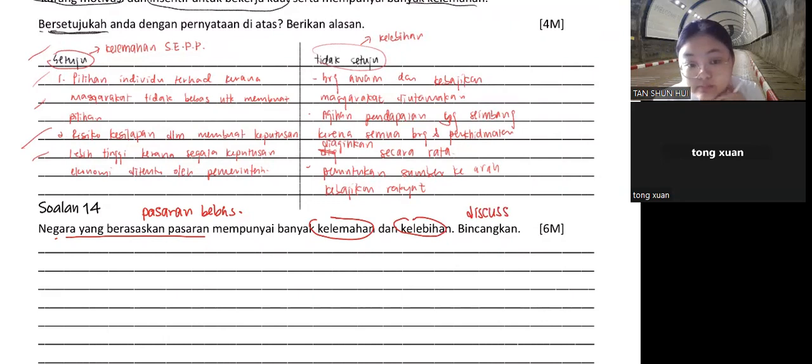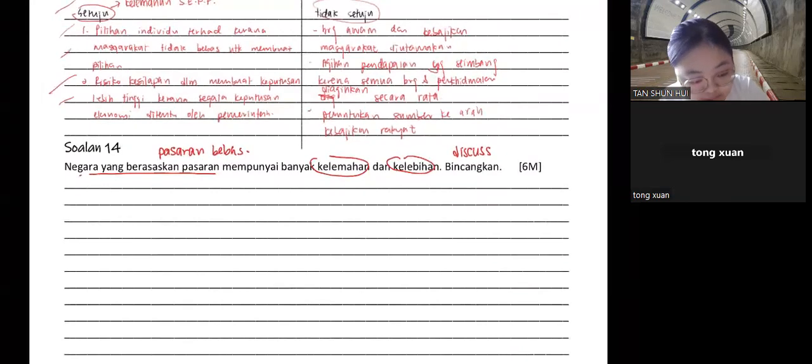So properly, both you got to say. You got to discuss both. You got to tell me the two sides. No compare, no need compare. They just tell you to explain, discuss. So you got to explain both, the kelebihan and the kelemahan. 6 marks properly will be 3 each.